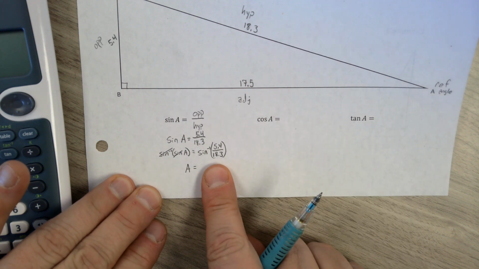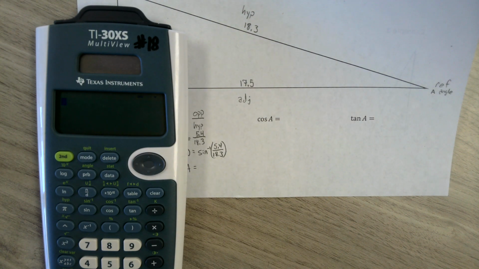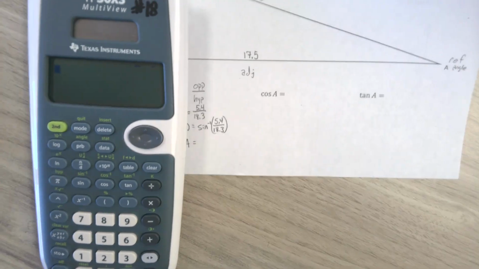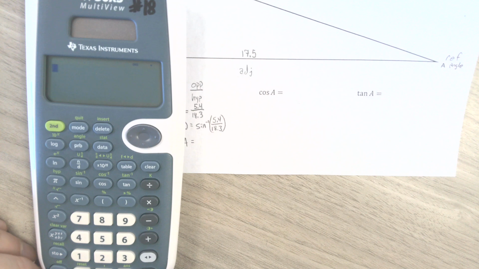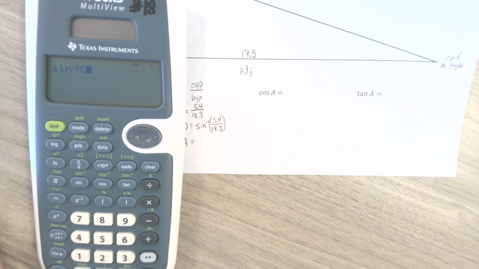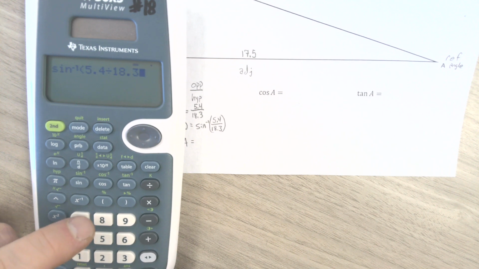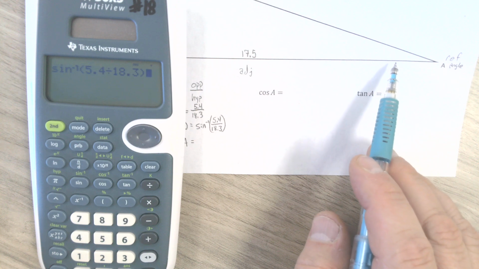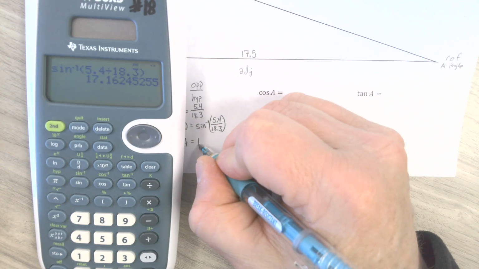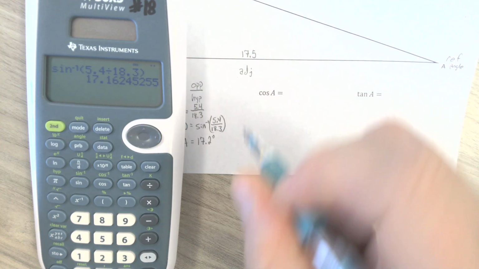And so the next thing I would do is type this into my calculator. So we'll go ahead and do that now. Make this a little bit brighter here. Yeah, that's a little bit better. So I'm going to do the second button, and then sine, and you'll see the inverse sine show up. 5.4 divided by 18.3. And we measured, remember, we said this was 17 degrees, pretty close to that. Well, we get 17.16 degrees. So I'm going to round it to 17.2.